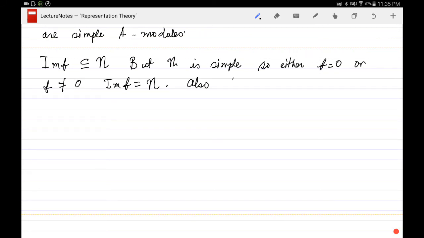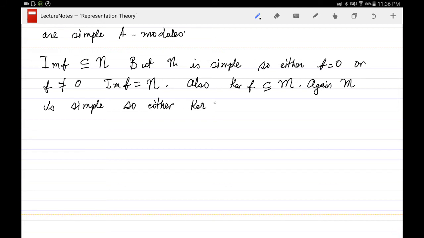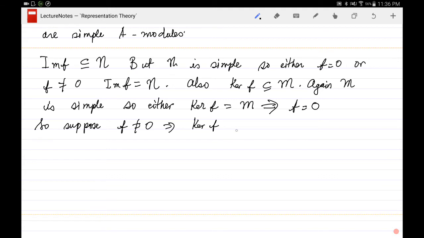Also, the kernel of F is contained in M. Again, M is simple. So either the kernel of F is equal to M, and this means that F is equal to 0, right? And then that's not interesting because F equals 0, so let's suppose F is not equal to 0. Then this implies that the kernel of F is trivial.